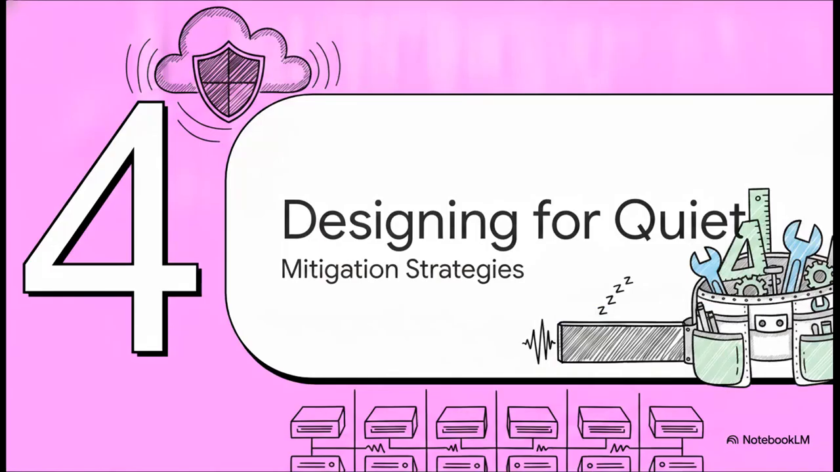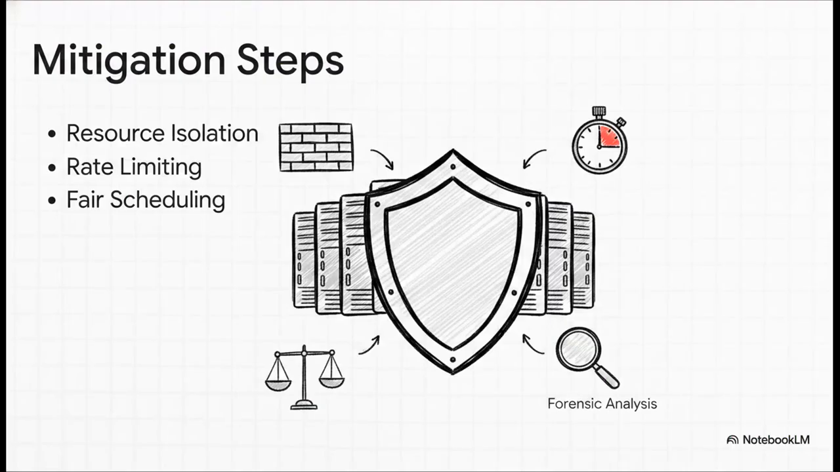Okay, take a breath. We can prevent this. Let's look at part 4, designing for quiet, and open up the architect's tool belt. We actually have a whole set of mitigation strategies to enforce some strict apartment rules. We can build physical walls with resource isolation or put hard caps on usage using rate limiting and throttling. To keep things balanced, fair scheduling and auto-scaling make sure everyone gets a turn and spikes are absorbed. We can also use workload separation to keep heavy background tasks far away from quick, real-time paths.